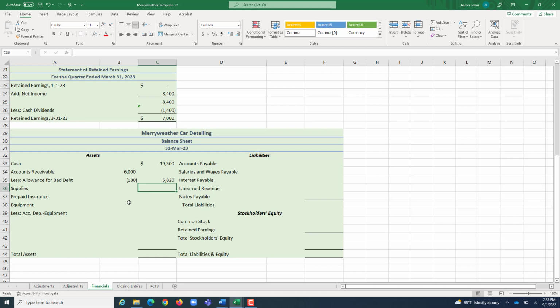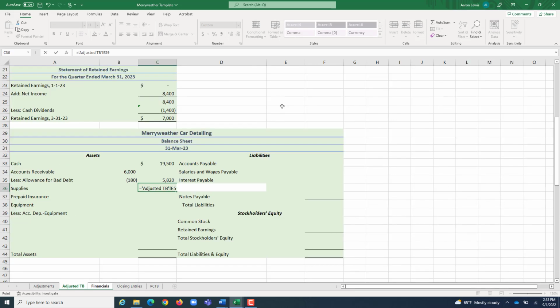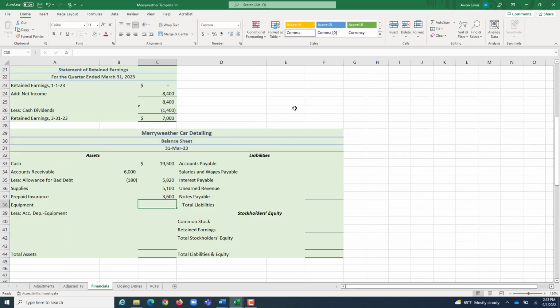Supplies does not have an account tied to it, so I'm going to put it right in the rightmost column. And according to our adjusted trial balance, after we did all that stuff, we have $5,100 of supplies on hand. Prepaid insurance does not have an account tied to it, so I'm going to put that right in the rightmost column. And according to our adjusted trial balance, that is $3,600 of the prepaid insurance that we have on our books at period's end.